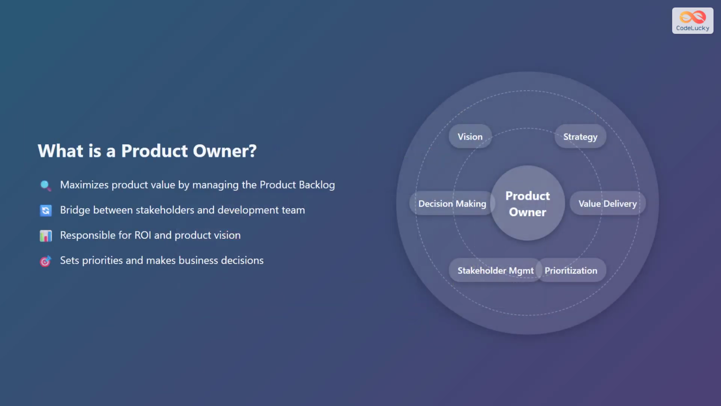Let us define what a product owner really is. A product owner maximizes product value by managing the product backlog. The product owner serves as a bridge between stakeholders and the development team, ensuring everyone is aligned. The product owner is responsible for the return on investment, also known as ROI, and overall product vision, steering the product towards success. The product owner sets priorities and makes critical business decisions to guide the product's direction.